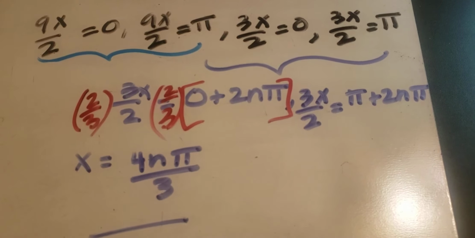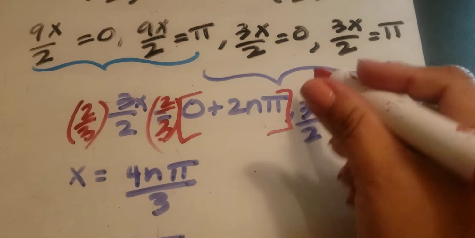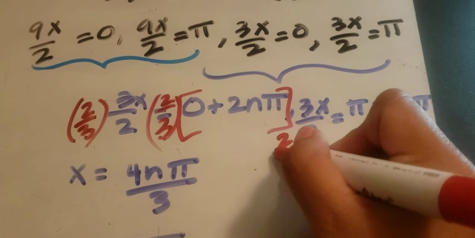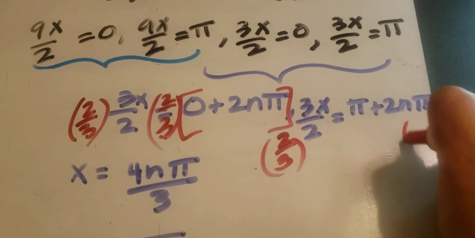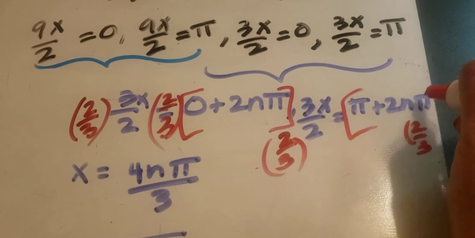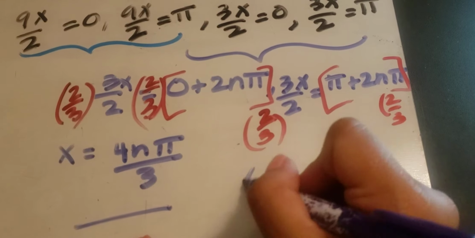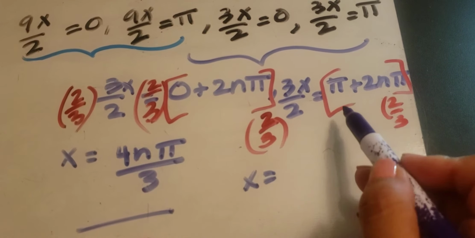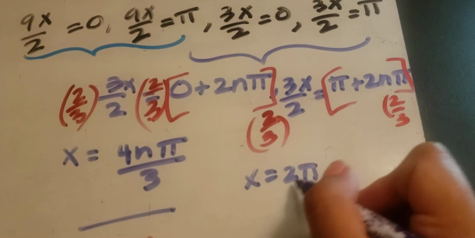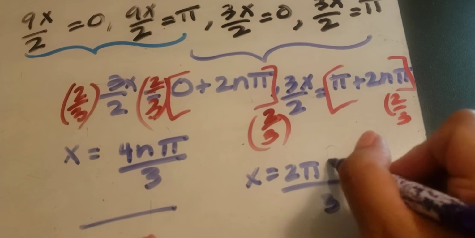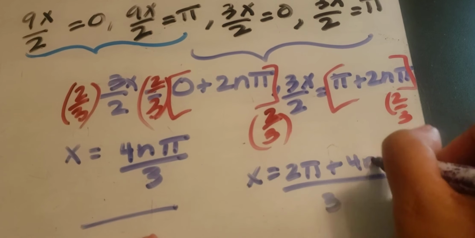Now I'm going to do the same thing that I did earlier. I'm going to multiply by 2/3 on the left-hand side and the right-hand side. And I'm running out of room, guys, so that's why I'm doing it kind of funny. But here it is. So x equals 2/3 times pi, which gives me 2 pi over 3. And then here it gives me 4n pi.